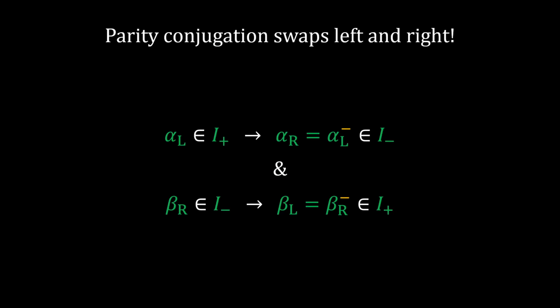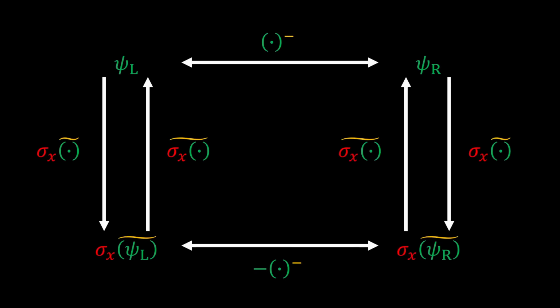Let's summarize what we've done so far. We first introduced left and right Weyl spinors as elements of inequivalent minimal left ideals. We saw that it was possible to move one spinor to the opposing ideal via parity conjugation. Moreover, we can also move between Weyl spinors and dual Weyl spinors. Everything is summarized in this graph.